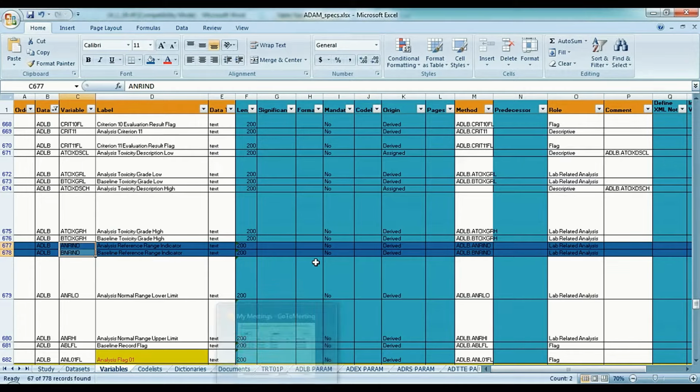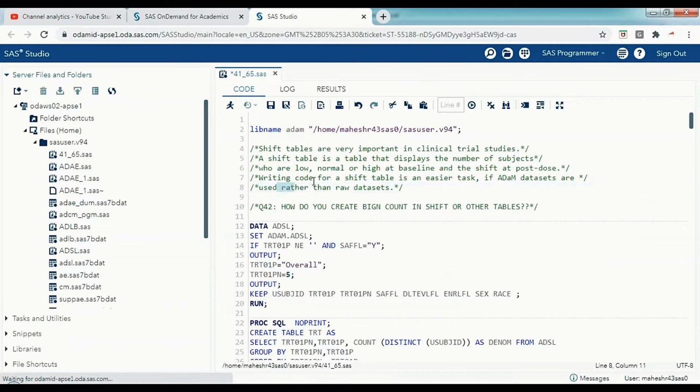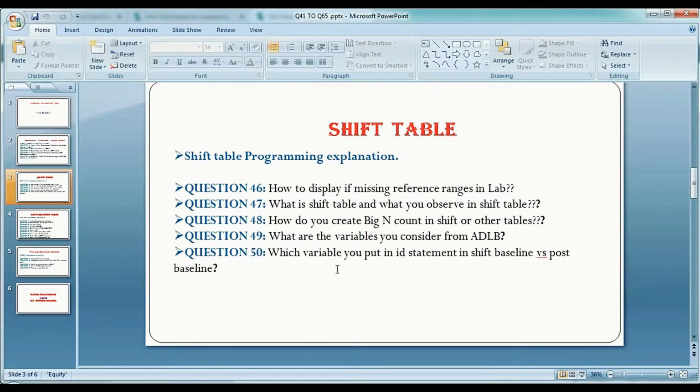So we can ask the ADaM person to include these two variables to create the dataset, so we get an easy way to find the difference. Here you can see, writing code for a shift table is an easier task if ADaM datasets are used, rather than the raw dataset being provided directly to create the shift table. Otherwise you have to derive these two variables and use them to get a shift table. Okay, so let's begin and we'll see it in the programming.